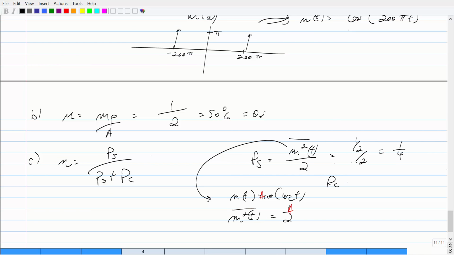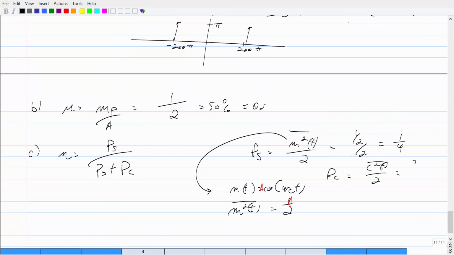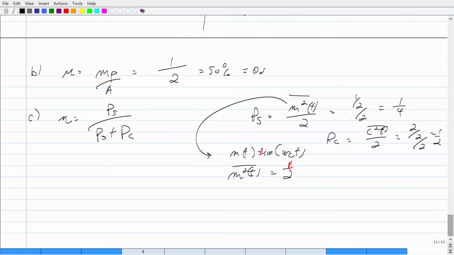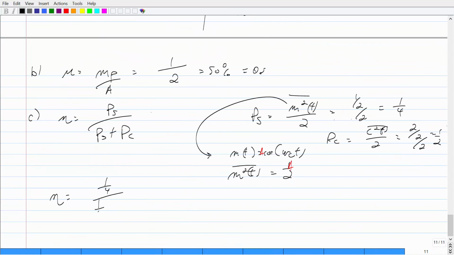Okay? And then the power of our carrier, same thing. You just take the carrier signal, figure out the time average, divided by 2. In this case, it's also just 1/4 as well. Actually, no, it's 2, right? So we have 2 divided by 2, and then divided by 2 again, which is just 1/2. All right? So therefore, the efficiency is 1 over 4 divided by 1 over 4 plus 1 over 2. If I multiply it up and down by 4, what I'll get is 1 divided by 1 plus 2, which is 1 over 3, and that's 33%.